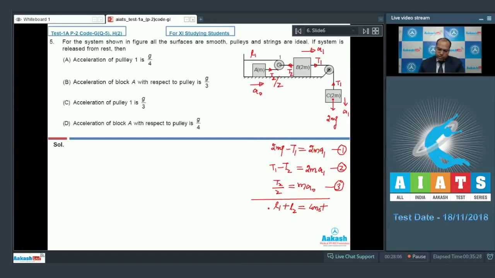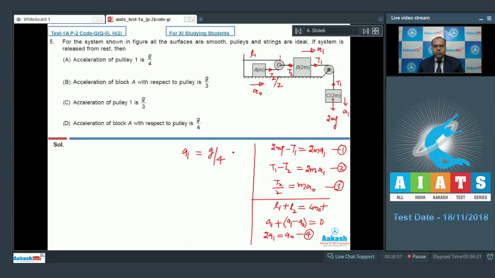So L1 double dot represents the acceleration of this point with respect to this point, that is a1, plus L2 double dot gives the acceleration of this point with respect to this point. So that will be a1 minus a0, and this is equal to 0. So from here we get 2a1 is equal to a0. This is my fourth equation. If I solve this, then the value of a1 comes out to be g by 4.